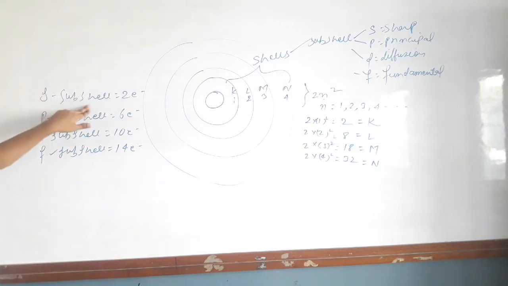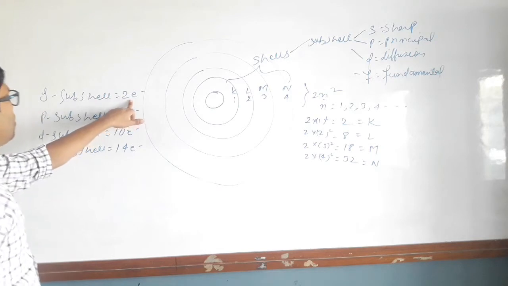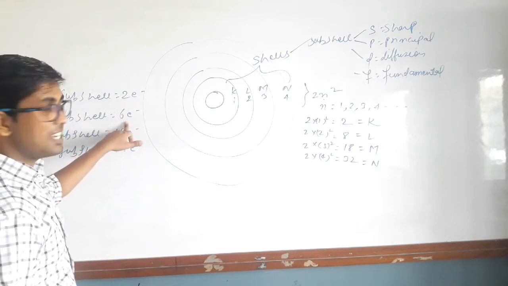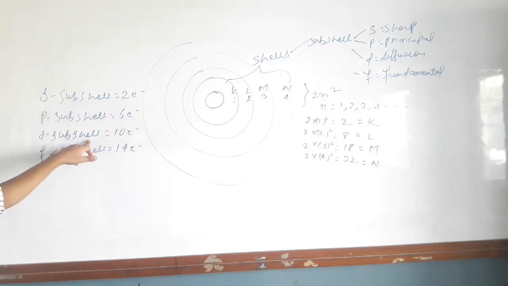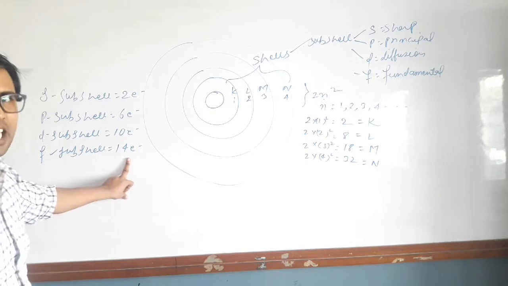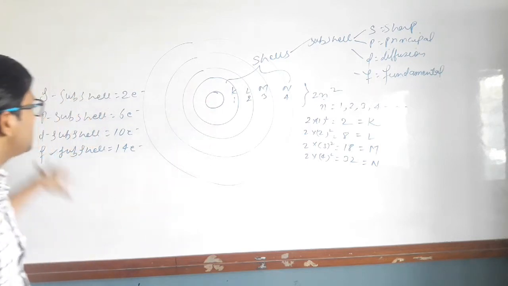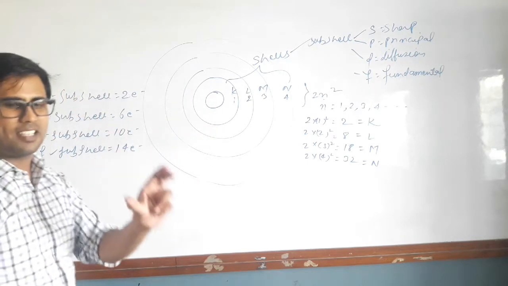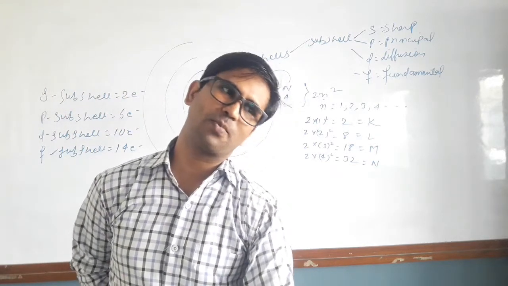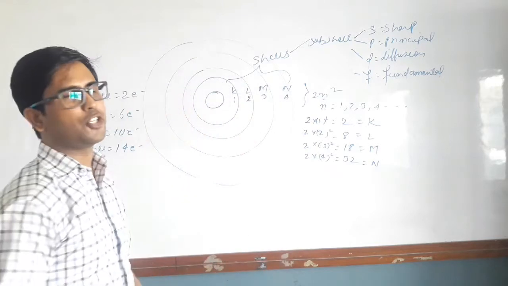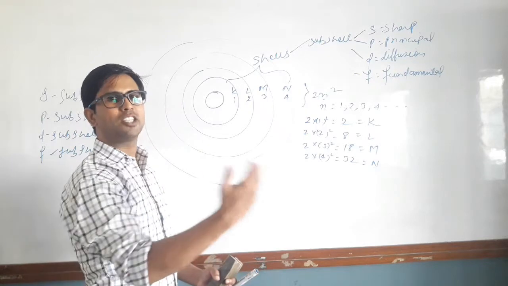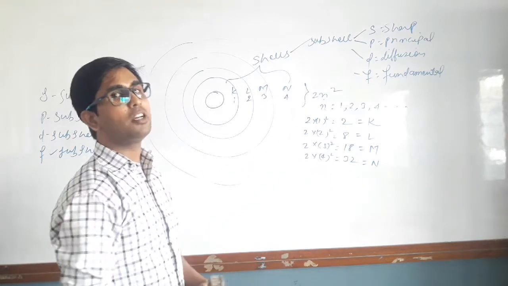So in the S subshell, no more than 2 electrons can exist, or it has a capacity to hold 2 electrons. The P subshell has the capacity to hold 6 electrons. The D subshell has the capacity to hold 10 electrons, and the F subshell has the capacity to hold 14 electrons. And on this basis, we have developed a system, and that system is called electronic configuration. That electronic configuration tells us exactly how many orbits there are and how electrons are distributed according to their energy level.